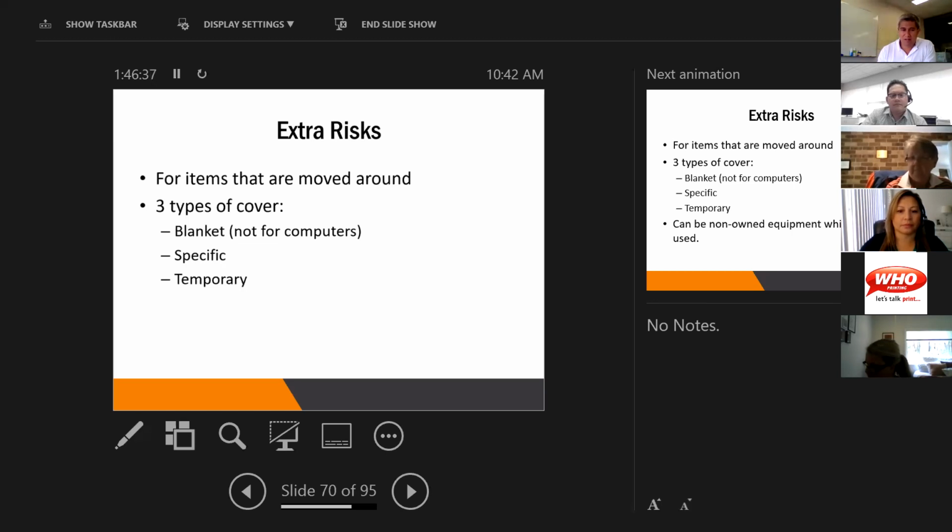You can nominate an amount, say $5,000 or $15,000, or you can list out the items specifically. Where you have your equipment, you can list it out specifically with the replacement amounts listed. Or you can apply for temporary cover for an event where you'll have items moved off site. That would only last for the duration.